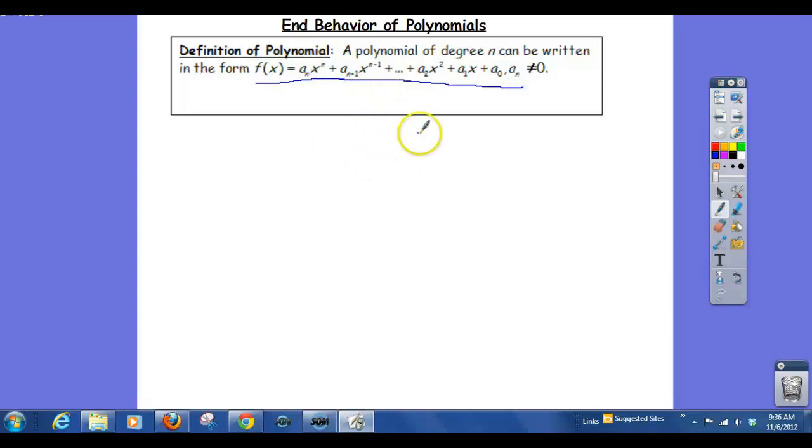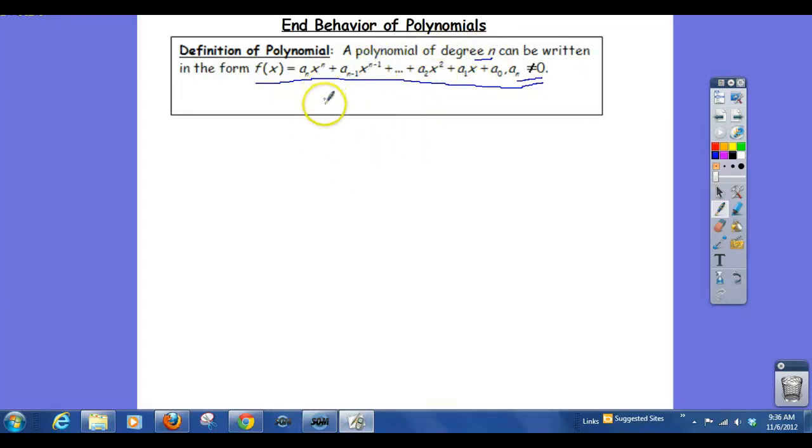So don't get confused by the notation. All we're saying is that a polynomial of degree n can be written in this form. So you've got a number, a sub n times x to the n. That's the degree of the polynomial because that's the highest power in this whole polynomial. That's why it says here a sub n cannot be 0. Because if a sub n was 0, then this term would be 0, and then the highest power would be x to the n minus 1. But then it wouldn't be a degree n polynomial. So that's all this is saying.